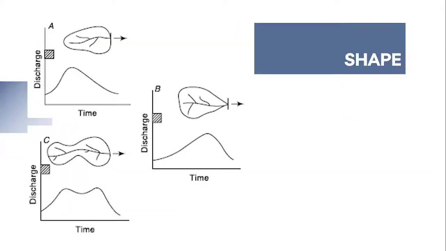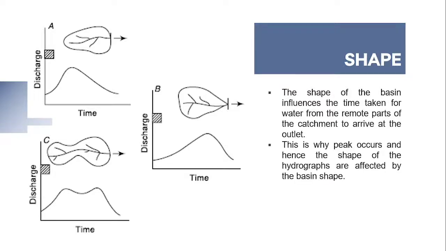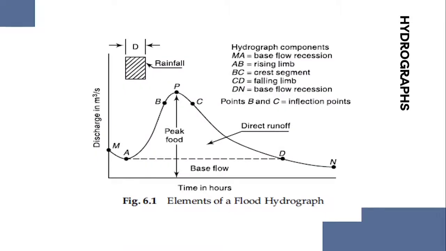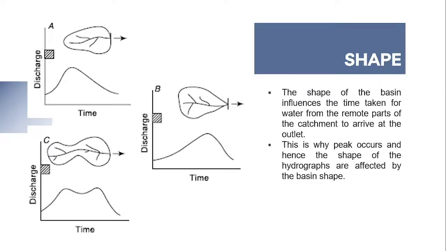So first, we have the shape. The shape of the basin influences the time taken for water from the remote parts of the catchment to arrive at the outlet. So, this is why the peak occurs, as shown earlier, and hence the shape of the hydrographs is affected by the basin shape.